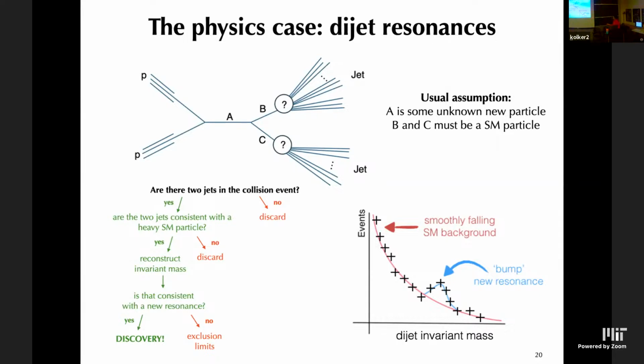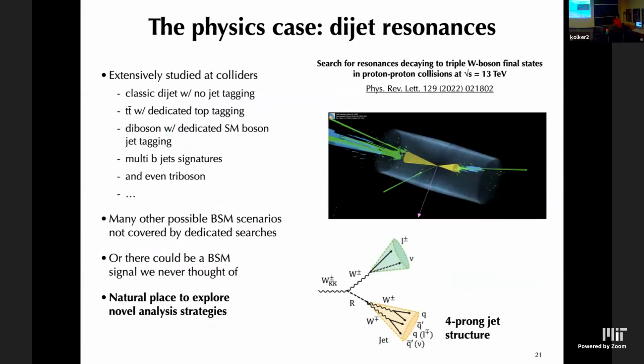which is like this distribution. And then we look if that is consistent with a new resonance. In fact, the background is smoothly falling, and if the two jets are coming from a resonance, then you expect a bump. So the usual assumption is that A is some unknown new particle, and B and C are instead some standard model particles, such that this characterization is, let's say, supervised.